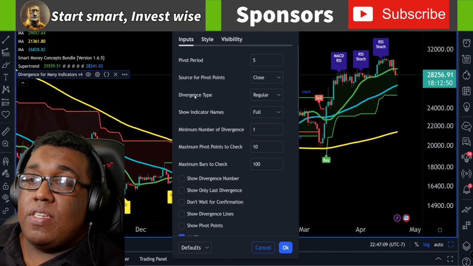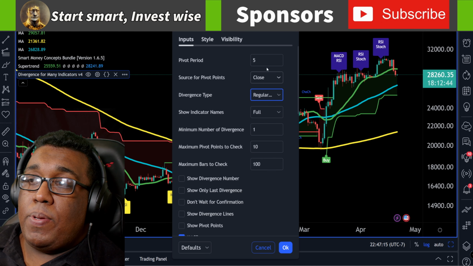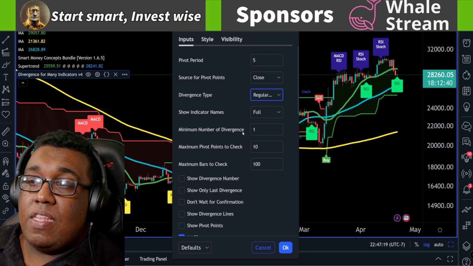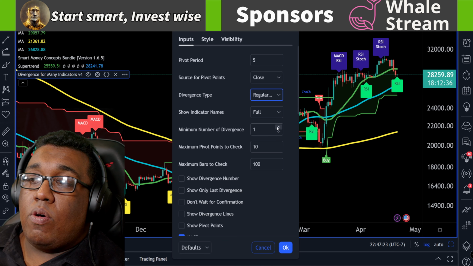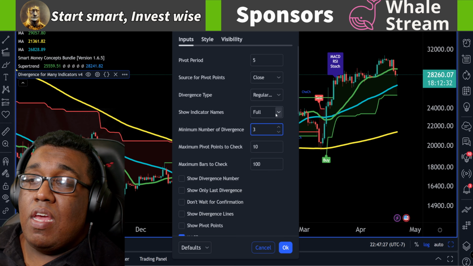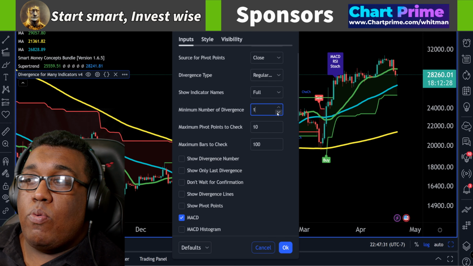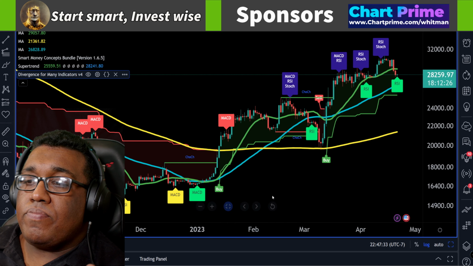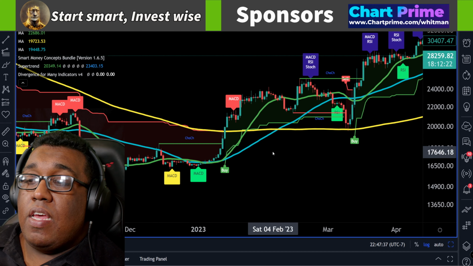Now, when it comes to the divergence type, I want you guys to have regular and hidden chosen, okay? And for the pivot period, 5, source for pivots, close, everything else is going to be exactly there, okay? If you guys want to have filtered results, you guys can always set this to 2 or 3, so you guys only see them if there's actually 3. But because we filtered out so many of the other ones out of here, usually I would say 1 is more than enough, okay?